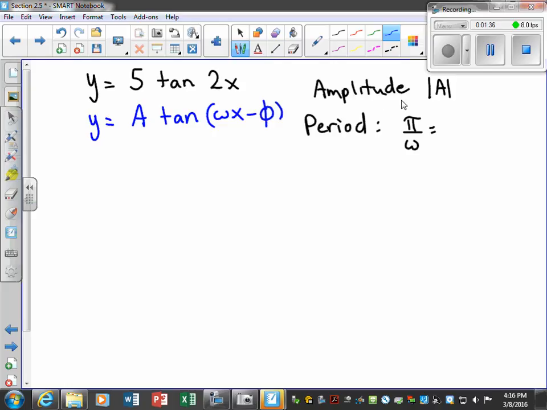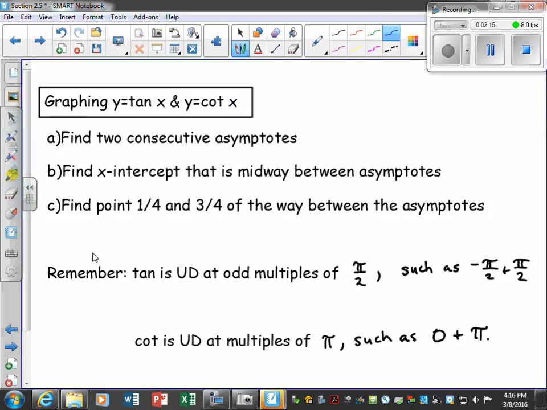To find amplitude, it's the absolute value of A. That's very similar to what we've done before, but the period this time, I want to highlight that it's going to be pi over omega for tangent and cotangent, because remember, the period's different. For all the other 4 trig functions, it was 2 pi over omega, so make sure you remember that. And in this particular case, for our example, omega is 2, so the period would be pi over 2. But let's use the steps in the procedure we have outlined here to tackle y equals tangent x and y equals cotangent x.